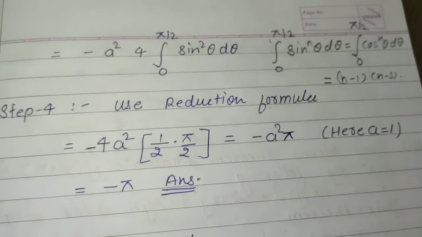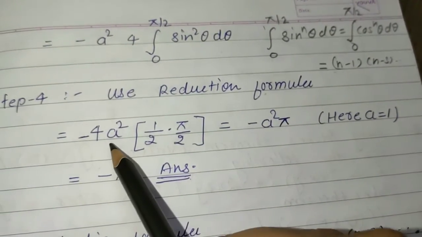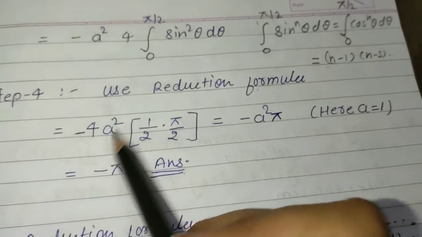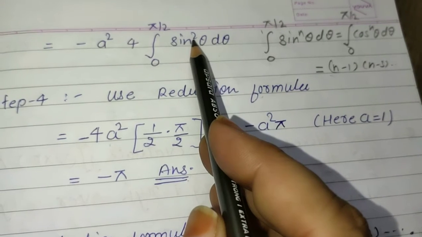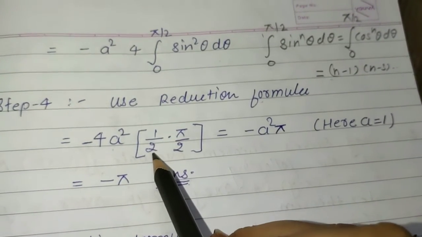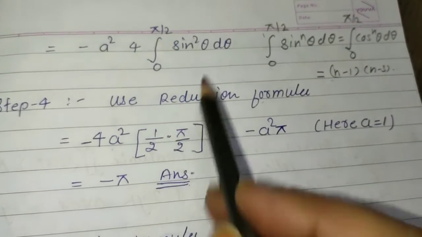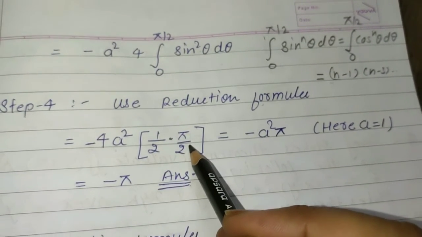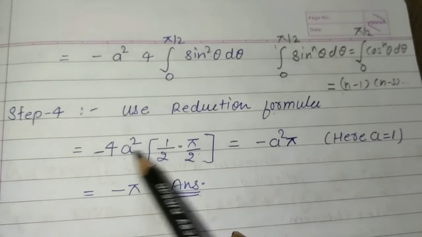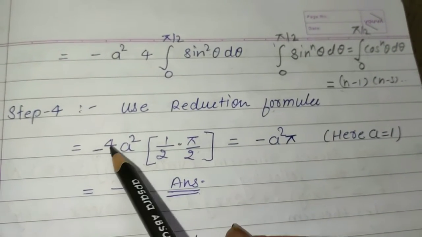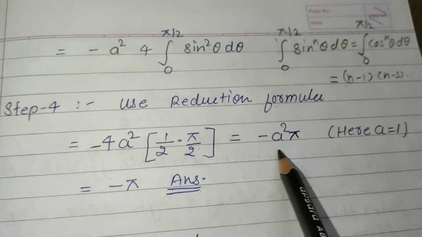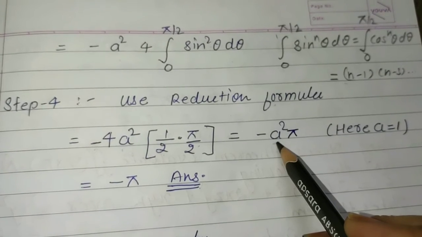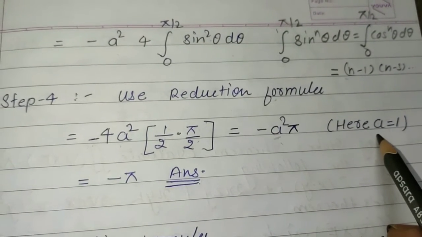So when we use the reduction formula here, minus 4a square is the constant, so there is no change. Now sin square, so n minus 1, 2 minus 1 is 1, upon n, 1/2. Okay, now this is an even number, so we will write pi/2. So minus 4a square times 1/2 times pi/2, the 4 will cancel out. The value will be minus a square pi. A is the radius of the circle. So here a is equal to 1.